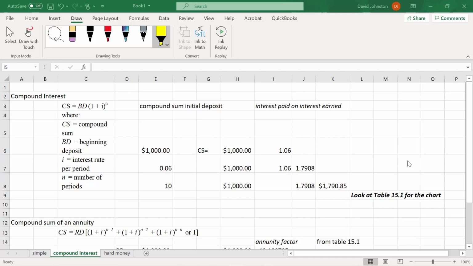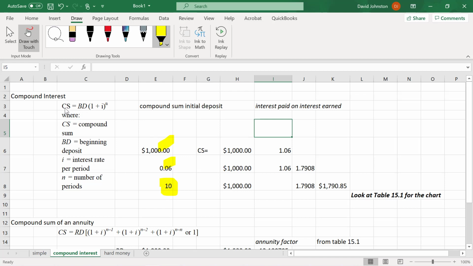This is chapter 15, and I'd like to discuss compound interest, which is basically interest paid on interest. So in this example, you make one initial deposit of $1,000. You have an interest rate for the period of 6%, and the number of periods, how many years you are going to invest, is 10.